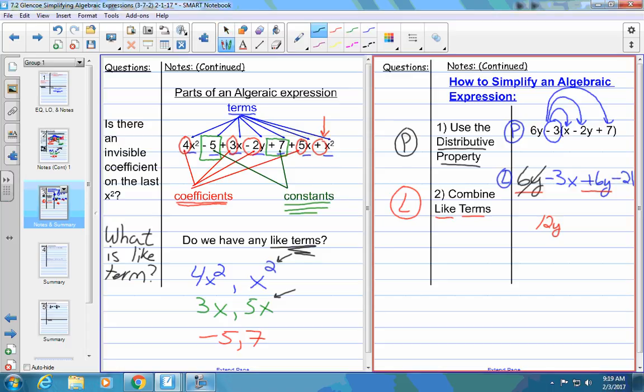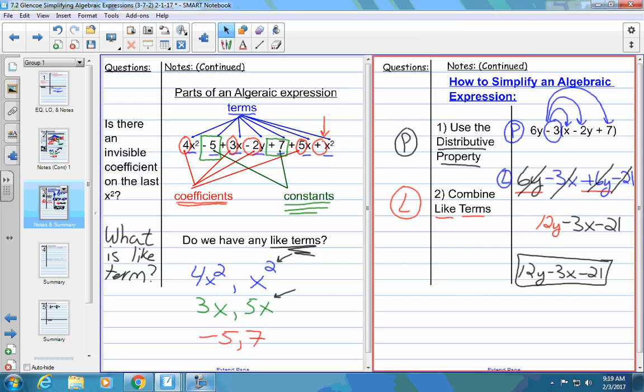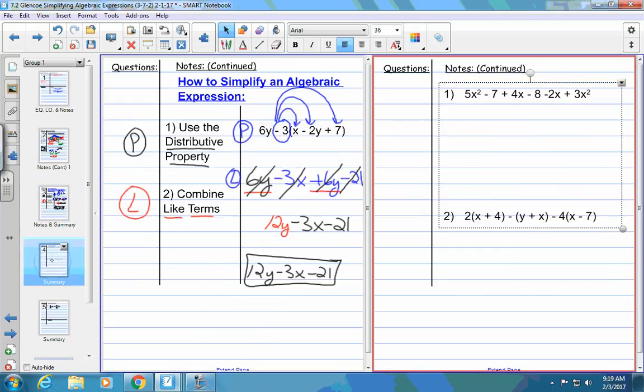Is anything like -3x? I like to cross things out when I use them. Is anything like the -3x? No, so we bring that straight down. And nothing's like the -21, so we bring that straight down. And you may notice I cross them out as I use them to make sure that I've used all of them. So the answer to this problem, this simplified answer, is 12y minus 3x minus 21. And that's how you do it, simplifying expressions.